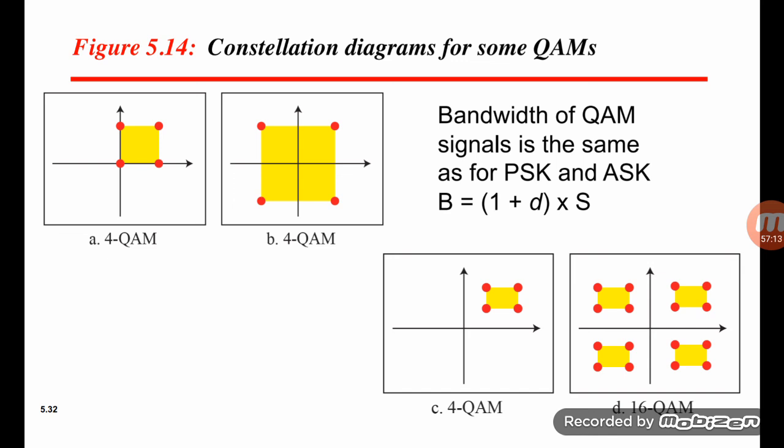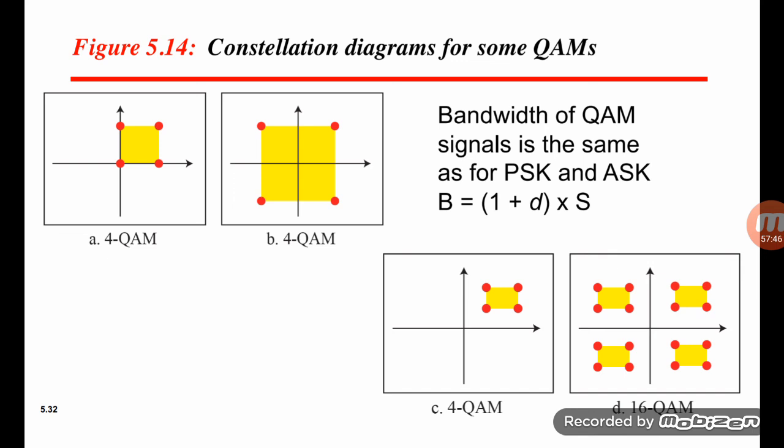Okay. Look at this one. This is 16 QAM. What's the meaning of 16? How many bits am I sending at a time? 4 bits. You're sending 4 bits at a time. That's why you have 16 dots. And again, you can see that the phase is also changing and the amplitude is also changing. So is it clear now? Yes. How QAM looks like? And the bandwidth is the same as PSK and ASK, (1 + d) times S.